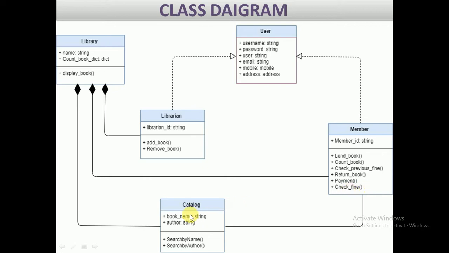Now we have catalog. Catalog has some attributes, book name and author name, and some functionality like search by name and search by author name. Now we have discussed all the details and class relationships of our system. Now it's time to move towards the program.